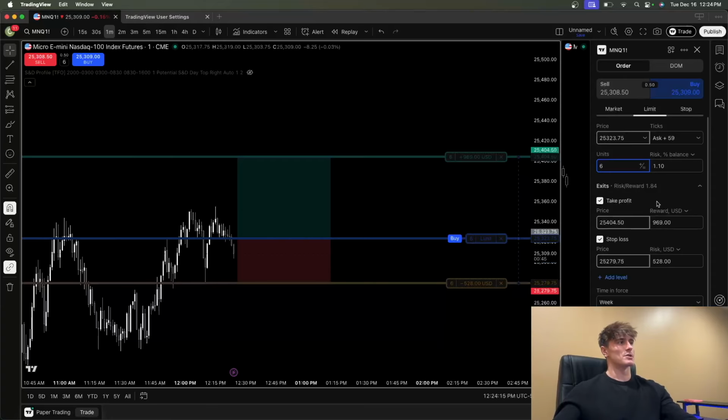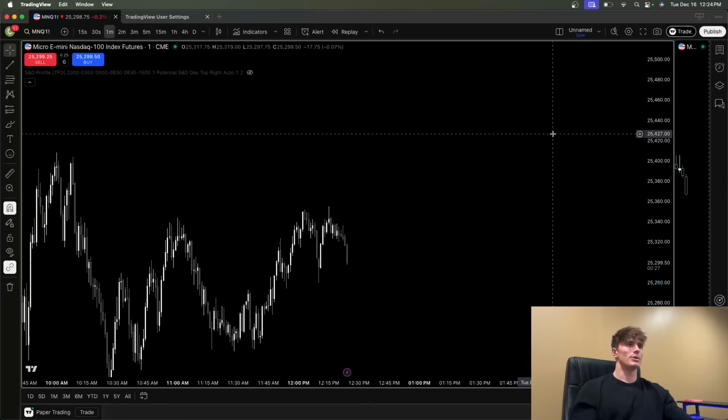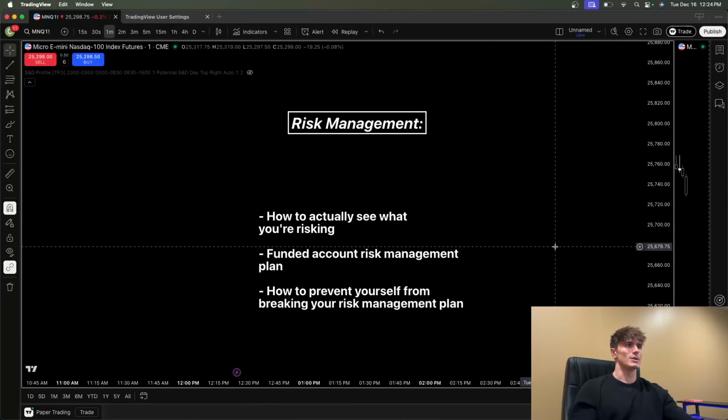So I would personally probably risk 6 contracts because this would bring my risk to about $528, which is what I want. I want to risk around $500. That's all you have to do. It's so simple, and then you execute the trade on Project X. So now that that's out of the way, it's pretty simple, pretty self-explanatory.